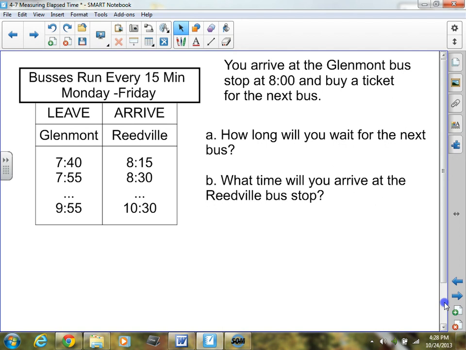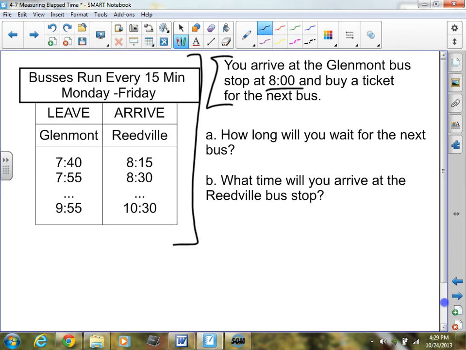Alright, very last objective for today. You guys are going to be learning how to use a bus schedule. And once again, this is extremely practical because bus schedules are all over the place, and one day you may need to use one. So let's go ahead and figure this out. So the question says, you arrive at the Glenmont bus stop at 8 o'clock and buy a ticket for the next bus. So a couple times are important. 8 o'clock, and I'm getting a ticket for the next bus.